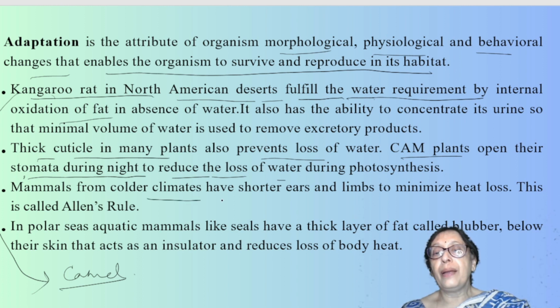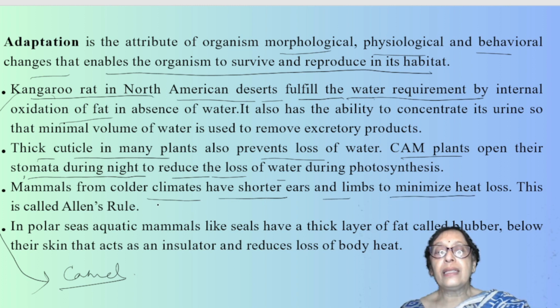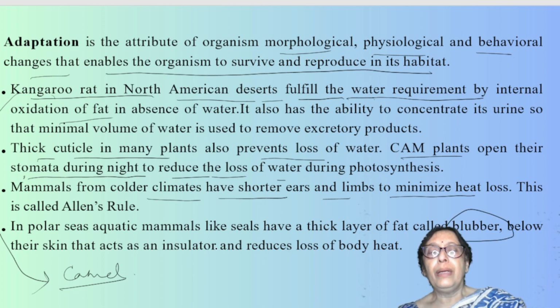Mammals from colder climates have shorter ears and limbs, so that minimizes the heat loss. This is called Allen's rule. In polar seas, aquatic mammals have a thick layer of fat. Whales also have a thick layer of fat called blubber below their skin, which acts as an insulator and reduces loss of body heat.